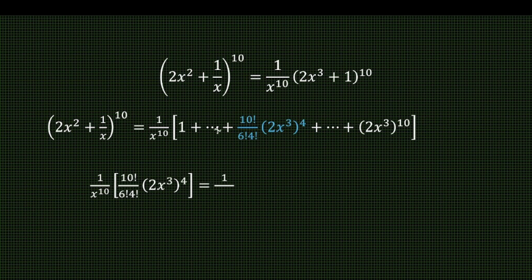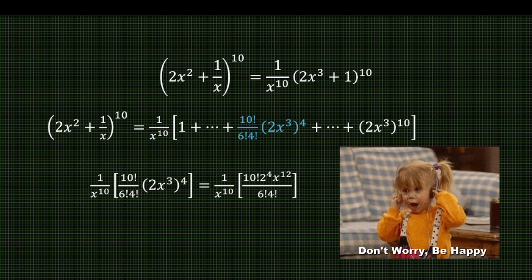So look at our inner term 2x cube. What power do we need to raise it to, so we get x to the power 12? Using our binomial theorem, we just grab that specific term, and that is 10 factorial by 6 factorial into 4 factorial into (2x cube) to the power 4. And we don't even have to worry about the rest of the expansion.